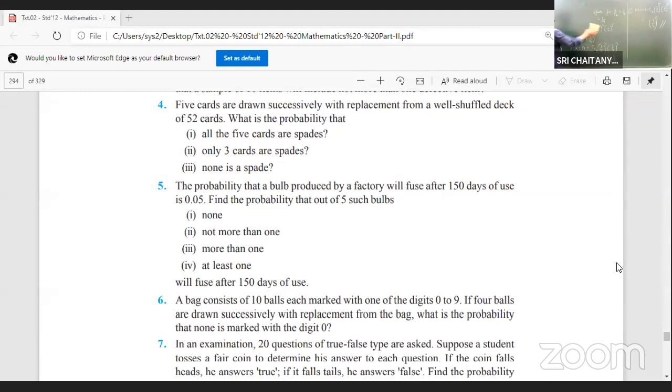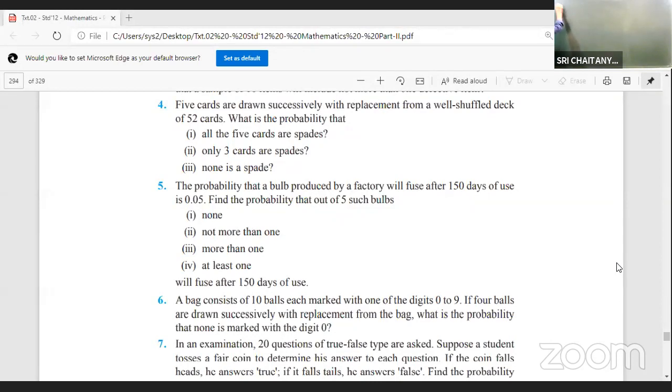Fifth problem is for your practice. That is very important. Don't leave any problem in this exercise. In this one, very easy problems are there. If you get n value, p value, q value, and k value, the problem is over, and it comes for a 5 marks question. Very easily you can attempt, right?